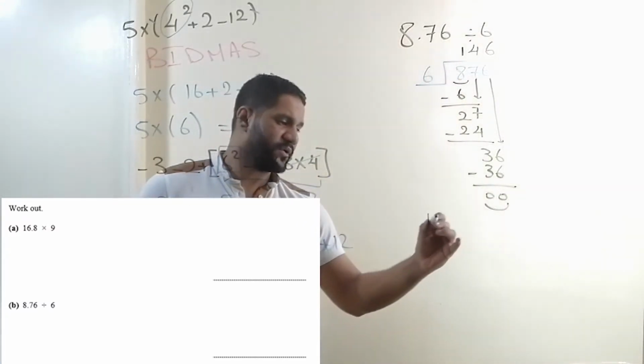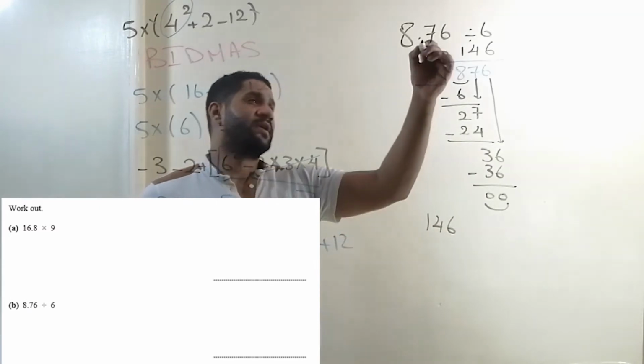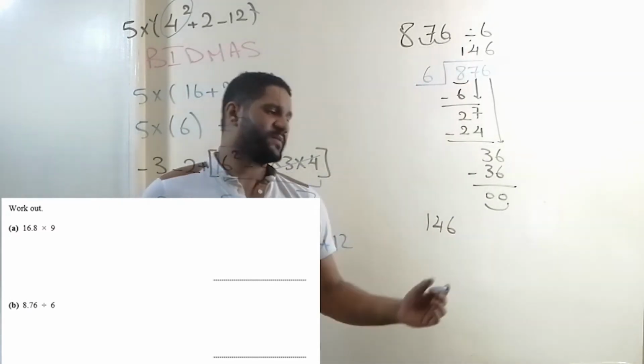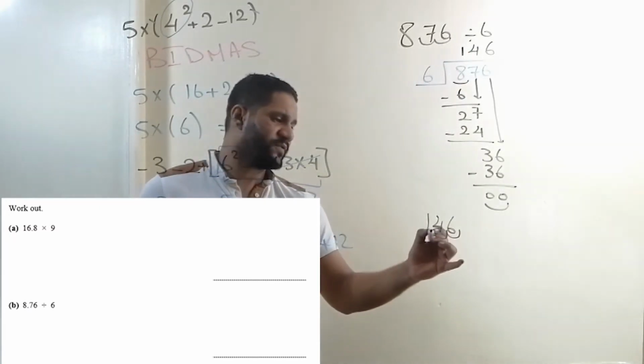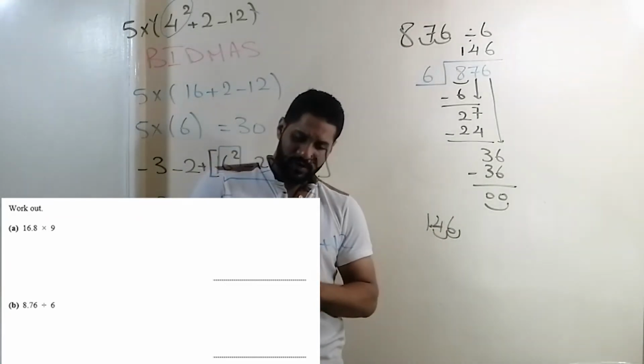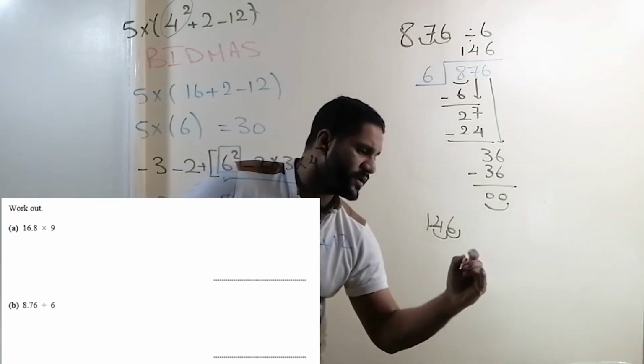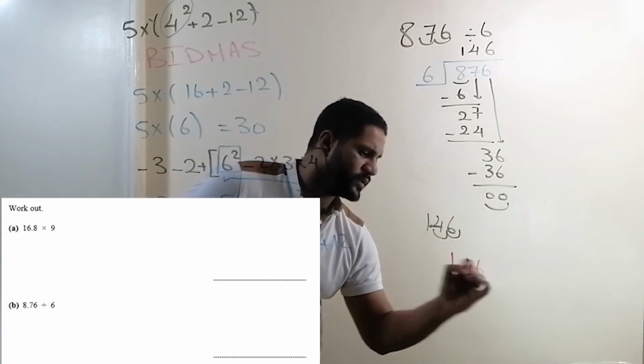So the answer is 146. The question here is shifted by 2 decimal points. So the answer must be shifted by another 2 decimal points. So the final answer is 1.46.